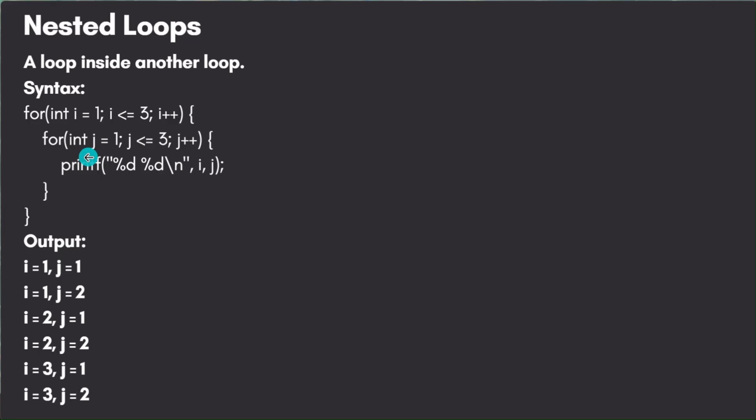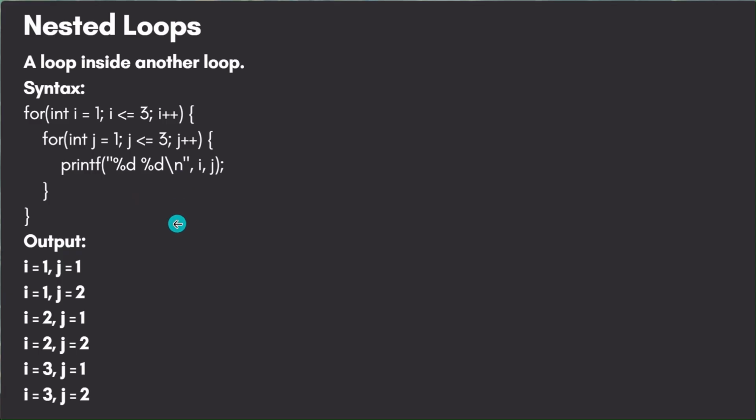The inner loop runs every time the outer loop runs once. It controls the variable j. It starts at 1 and runs until j is less than or equal to 2. So for each value of i, j goes through values 1 and 2. The print statement prints the current values of i and j.